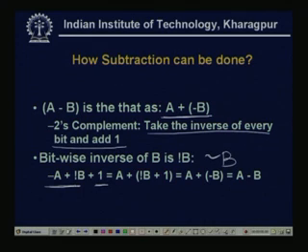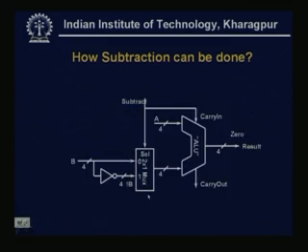So, a plus negation of b plus 1 is a plus, if we consider this as negation of b plus 1, means b complemented plus 1, and b complemented plus 1 is nothing but minus b. So, this is a plus minus b, which means a minus b. So, in this way, by taking the inverse of every bit or complement of every bit, we can do the subtraction. Already we have done that. In this way we can do the subtraction.